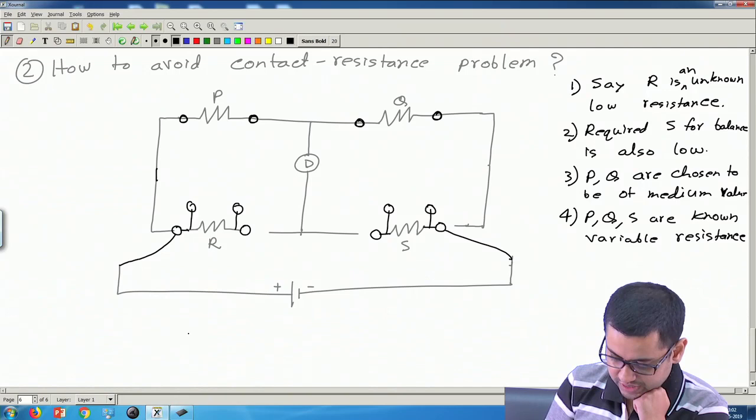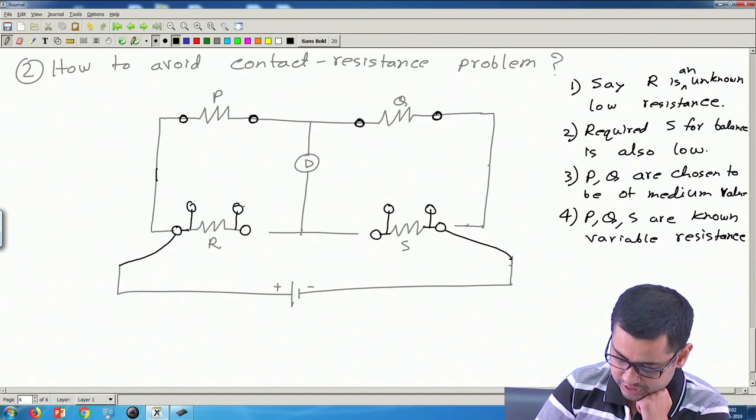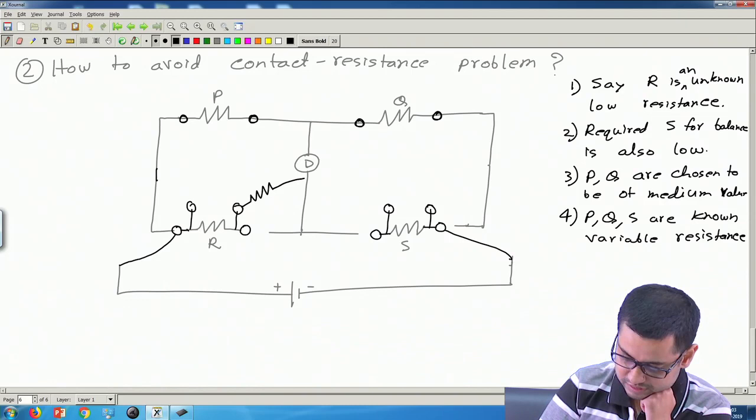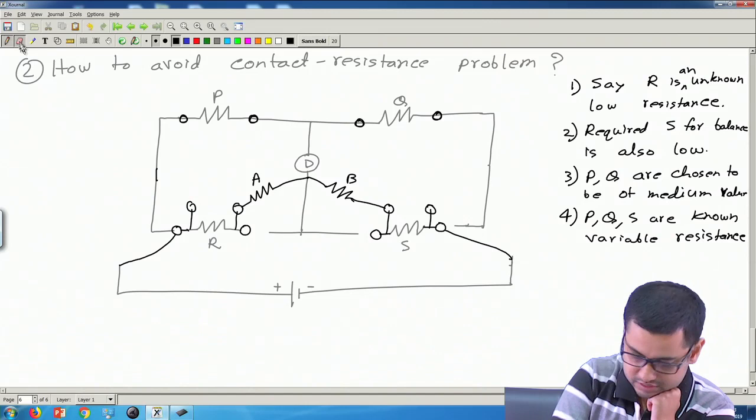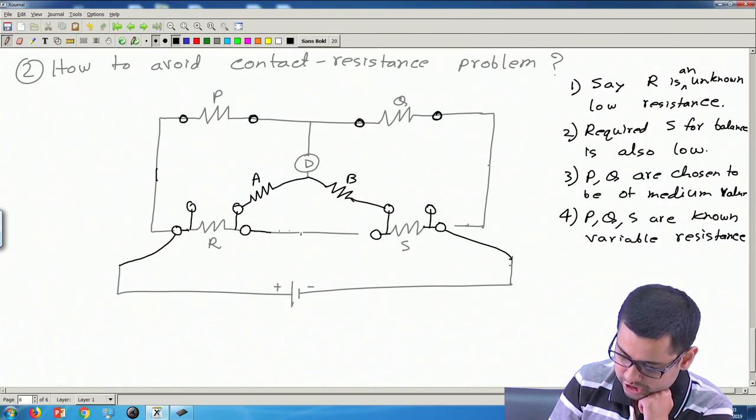and so what we will do, we will connect two more resistances A and B, and this we will short, okay, and we'll connect it here.